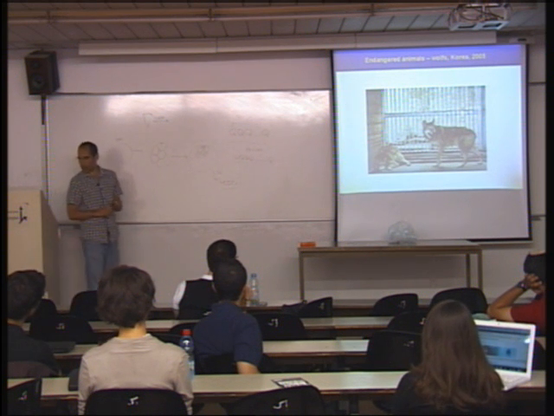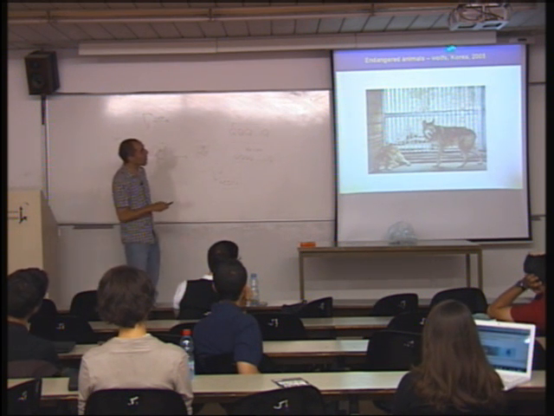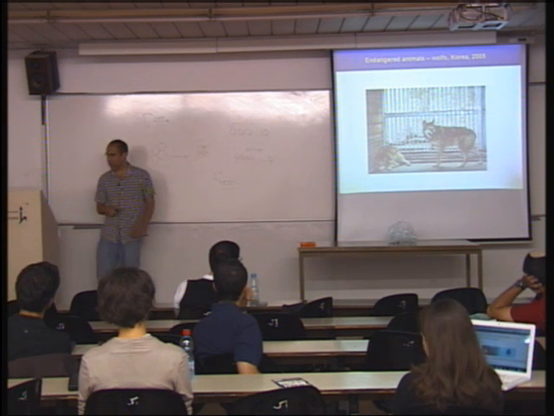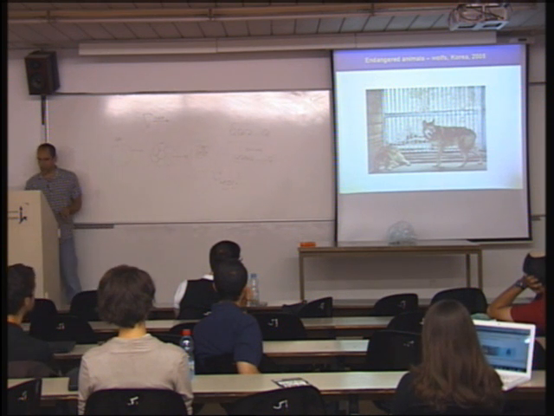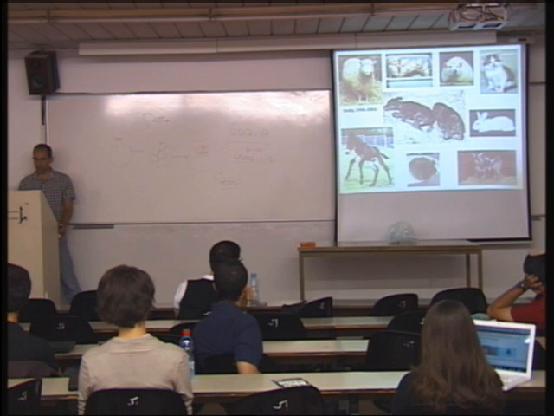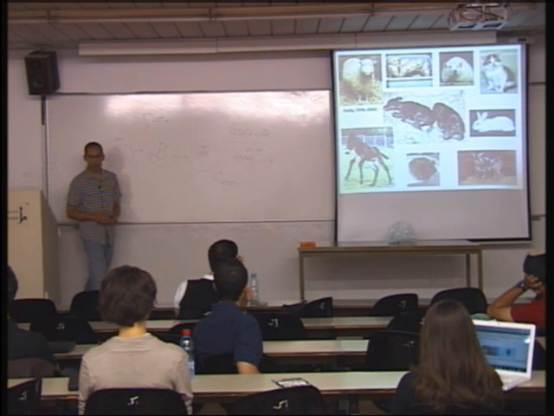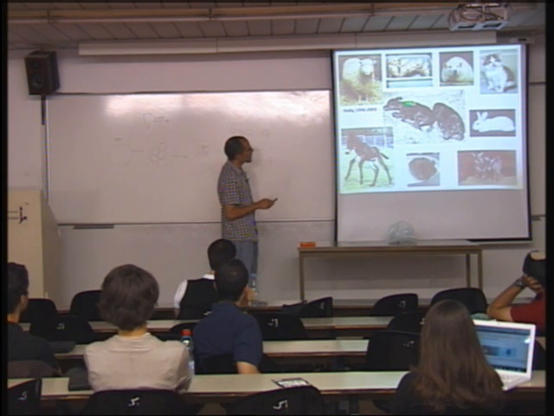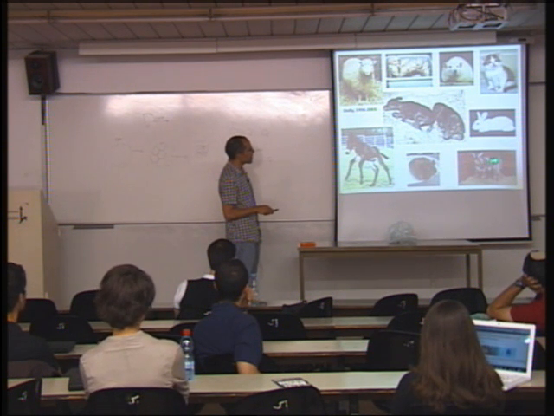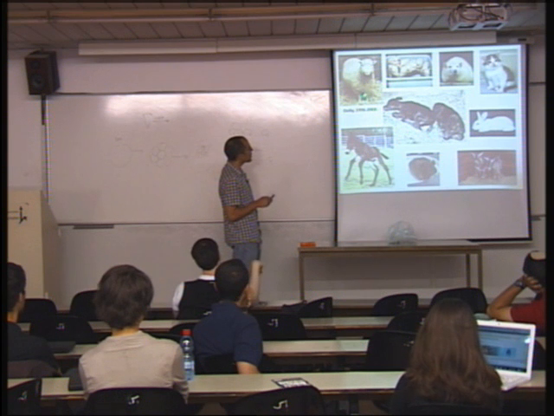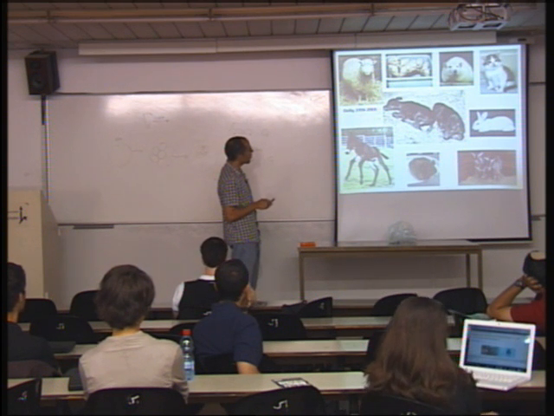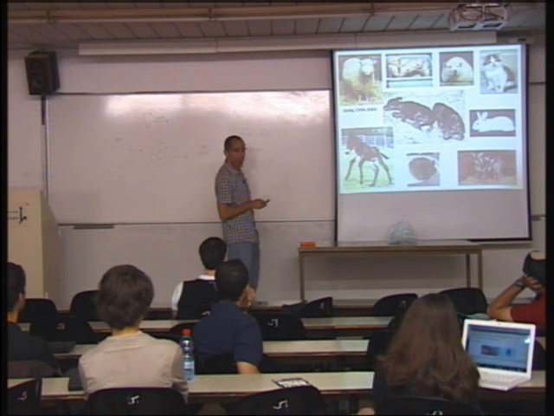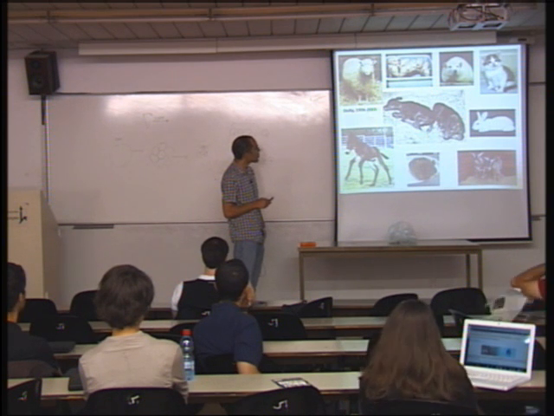Here's another example of wolves that were cloned in Korea in 2005. These are another example of endangered animals. And here's a variety of different animals that were cloned. You can see pigs, rats, mice, donkeys, sheep. Dolly died in 2003, quite young for a sheep, actually.